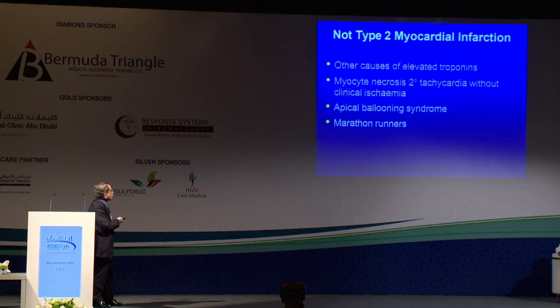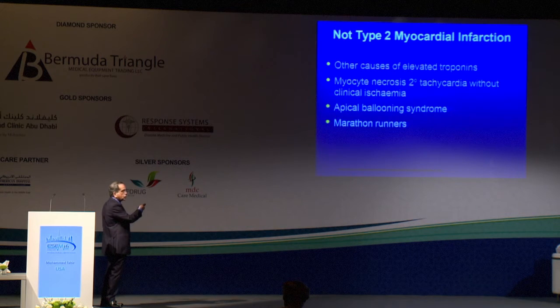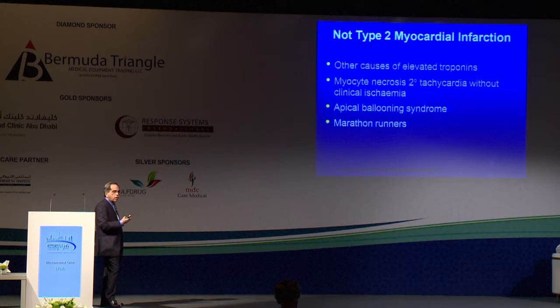So other causes: apical ballooning, I mentioned about the marathon. Apical ballooning is Takotsubo syndrome, and that is something where you do not have any significant coronary artery disease, but they have marked elevation of troponins, and they usually end up on the cath table, and that's where the diagnosis is made on the LV gram.